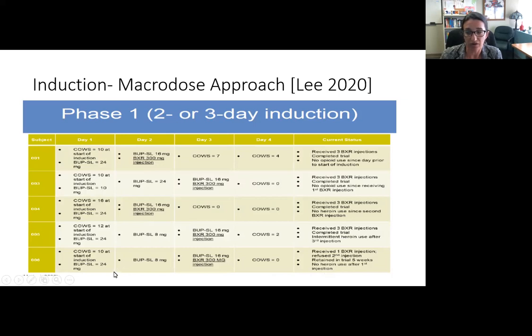They were given their first dose of sublingual buprenorphine, but some even by day 2, but certainly by day 3, they were given the Sublocade or extended release buprenorphine injection. And you can see that by day 4, their COWS had really decreased significantly, 0 to 4, and that they were followed for the 3 monthly injections, and they had not used since starting, and were still in treatment.